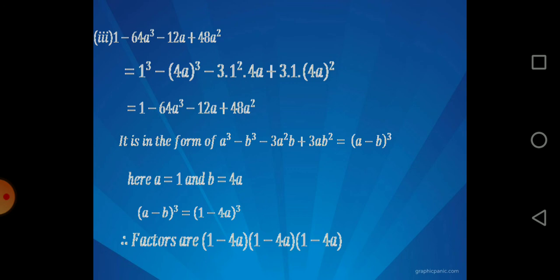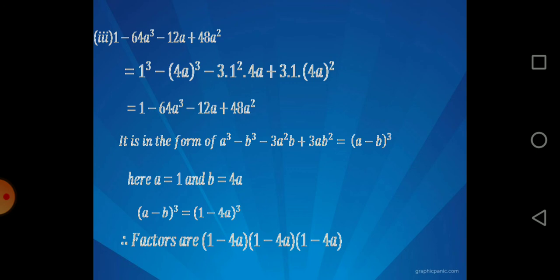Children, in your 8th class you have learnt the only 2-digit number which is a square number as well as cube number is 64. 64 is 8 square as well as 4 cube. So 64a cube is also a perfect cube number. So we have got a cube and b cube term. Now let us write a cube and b cube terms and then check for the remaining 2 terms. So next step, I have written 1 cube minus 4a whole cube.